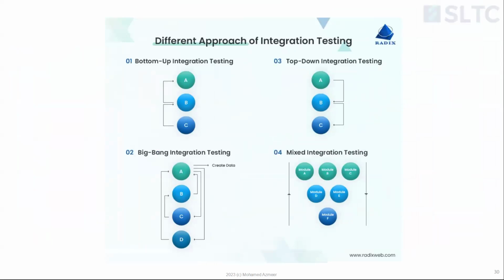So here's another diagram showing the things we discussed today. Bottom-up integration testing is where you have A, B, C, start from the bottom, C to B, B to A. Top-down is A to B, B to C. Big bang, test everything. Mixed, it can be top to bottom, bottom to top, either way.